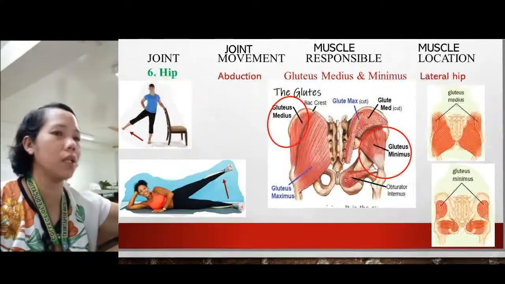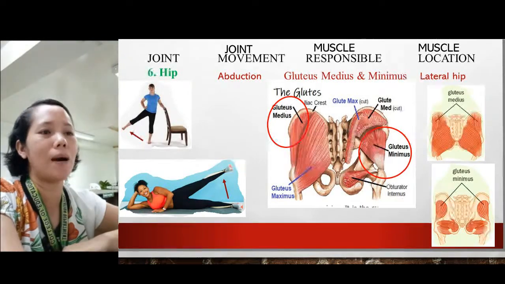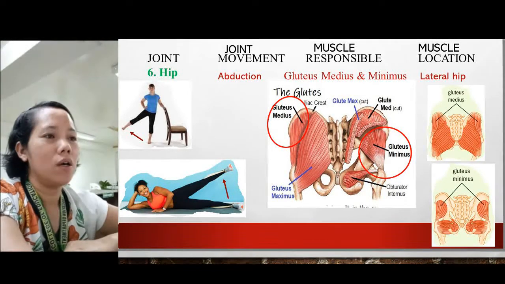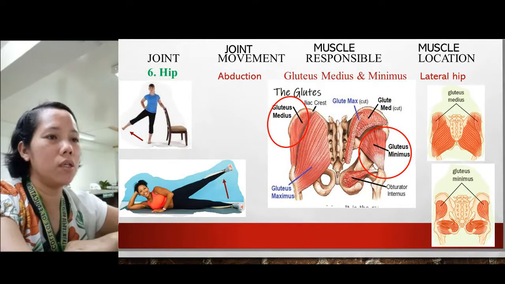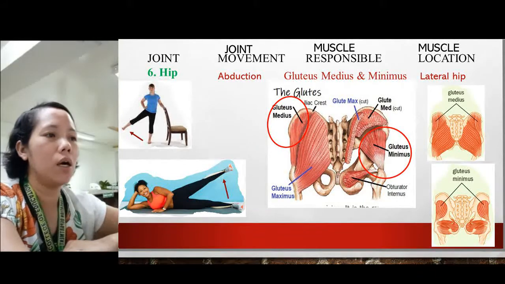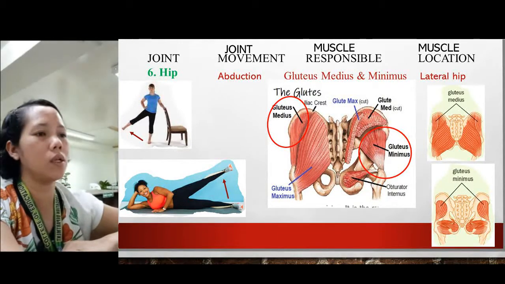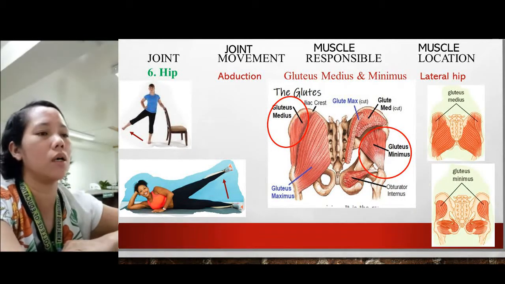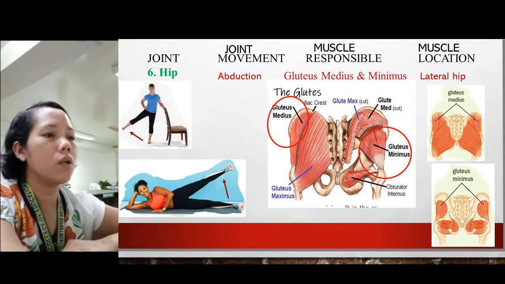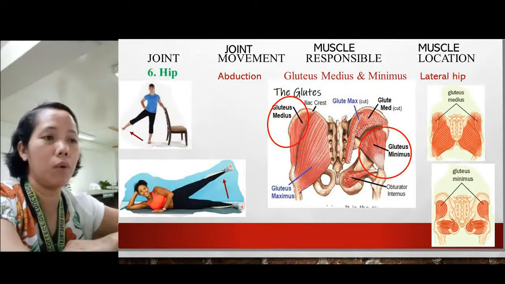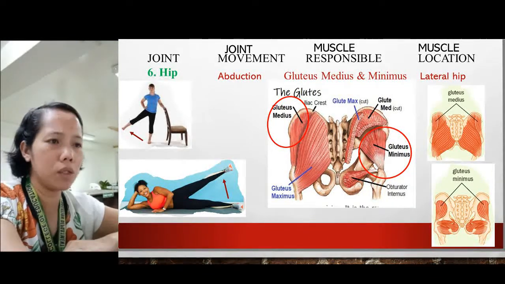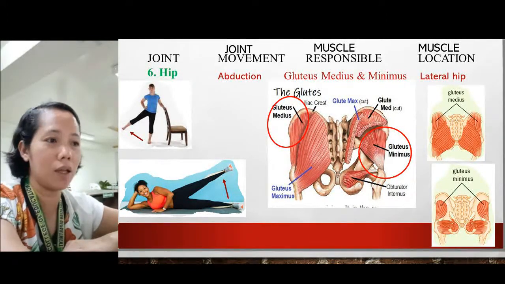Okay, next, still on the hips, the joint movement is abduction. The muscle responsible is the gluteus medius and minimus. It's still on that picture, the muscle location isn't specified as to which is gluteus medius or gluteus minimus. But looking back at the first picture we saw in the previous slide, that's the gluteus medius and the gluteus minimus. Those are the muscles responsible when we move in that direction you saw in the picture.